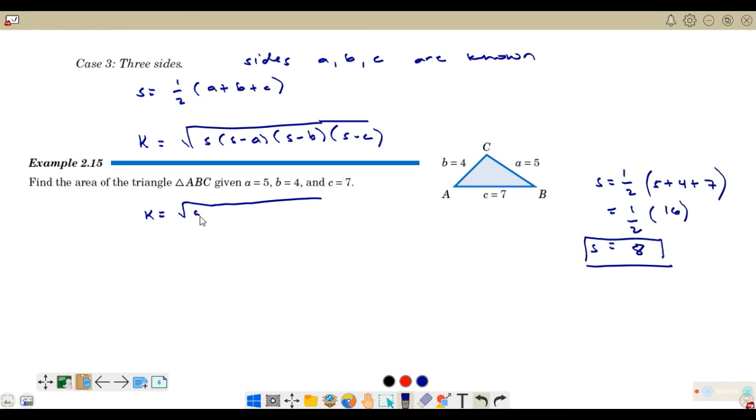So we have here 8 times 8 minus A, 8 minus 5. 8 minus B, it is 8 minus 4. 8 minus C, it is 8 minus 7. Next we have 8 times 8 minus 5, 3. 8 minus 4, 4. 8 minus 7, we have 1.